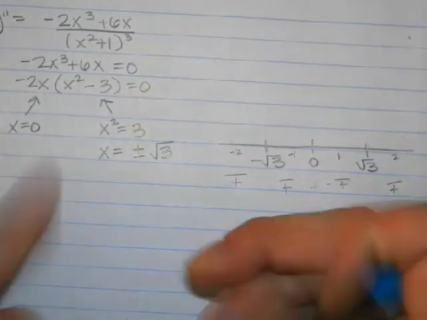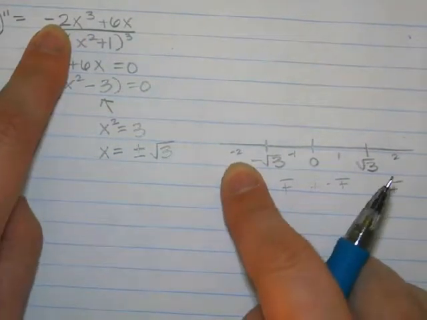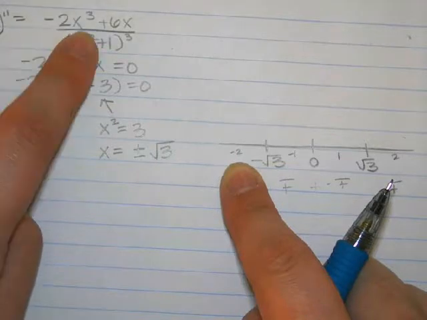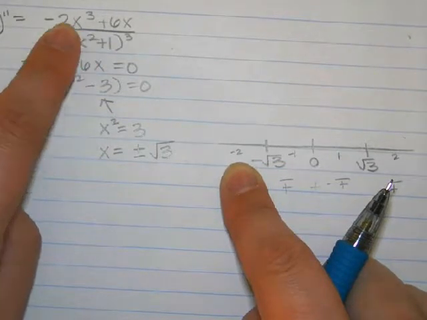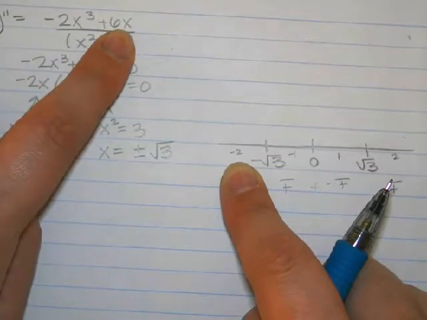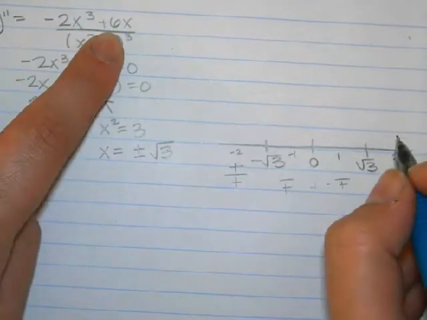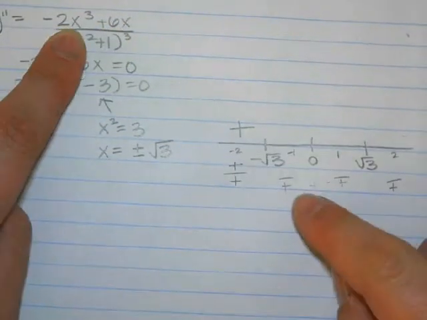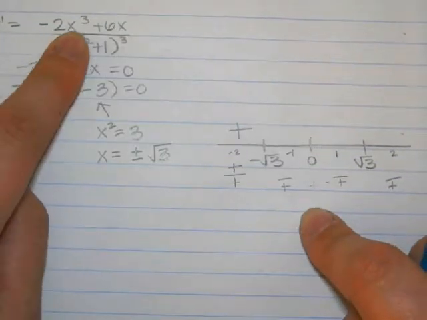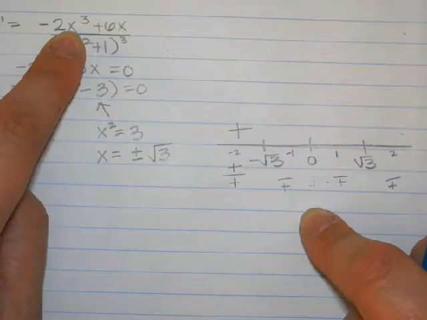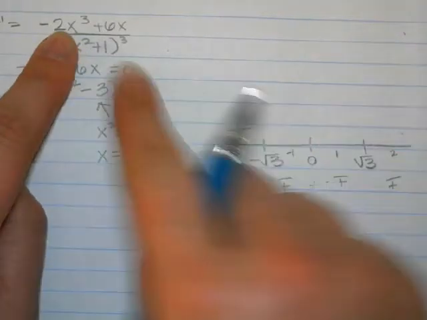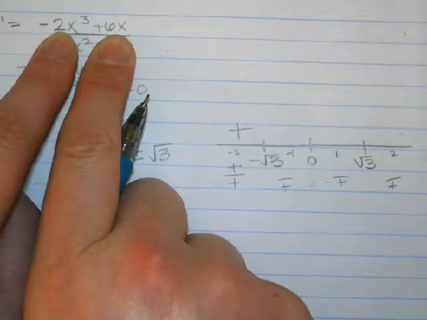Okay. So for the top, if I do -2 times -2 to the third, what's that going to end up being? So it's -2 times -8, which is positive 16. So 16 plus 6 times -2 is positive, right? 16 minus 12. Positive. Okay. So that's a plus. -2 times -1 to the third is -2 times -1. So that's positive 2. Positive 2 minus 6 is negative.